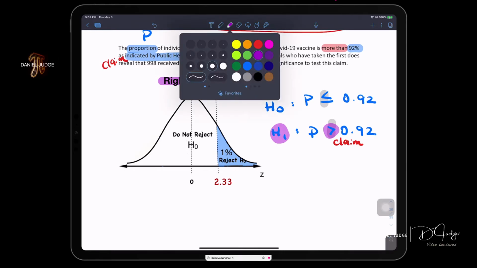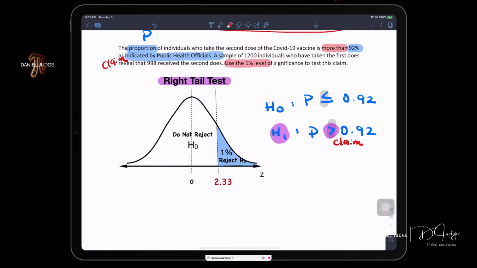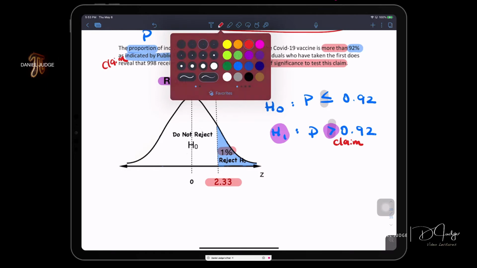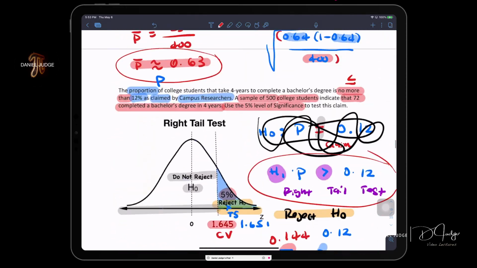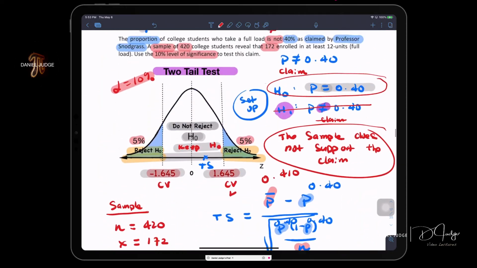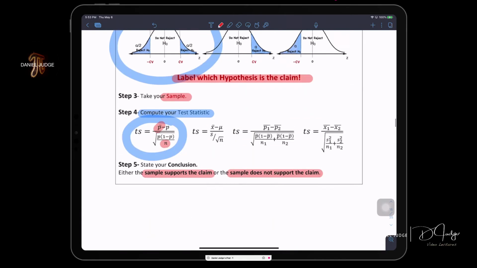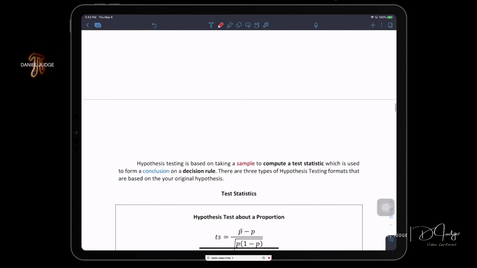Let's double check to see if that decision rule is fine. Use the 1% level of significance to test the claim. 1%. So 1% is in the right tail. Is the critical value really 2.33? 1% right tail, 2.33. Remember, we went through this. I went through this earlier.